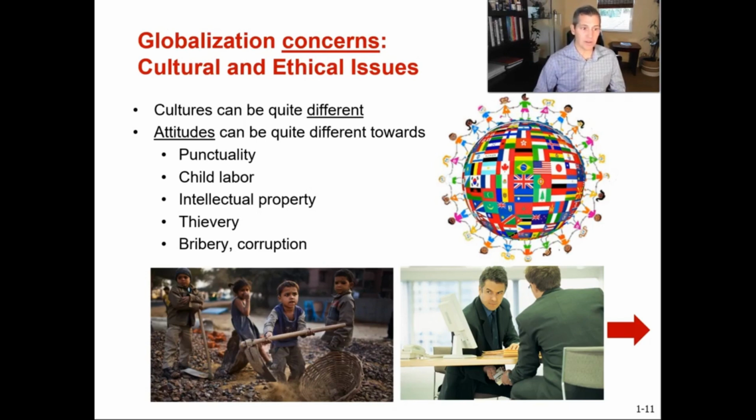Whether it's thievery or bribery or corruption, these are all things to take into consideration as well. There are parts of the world where bribery is just a normal part of doing business. And then there's other parts of the world where taking shortcuts on quality is also more tolerated and accepted.